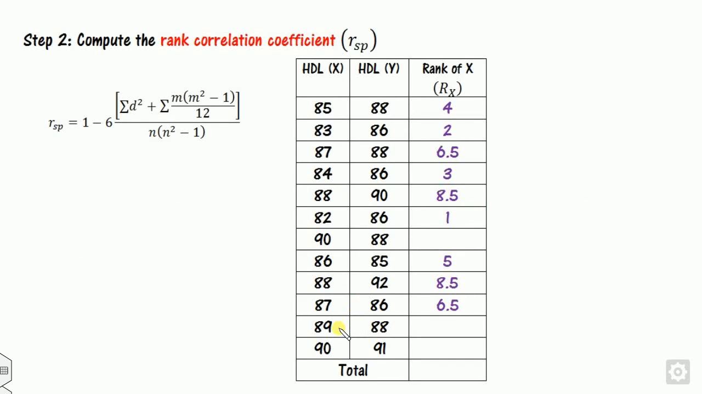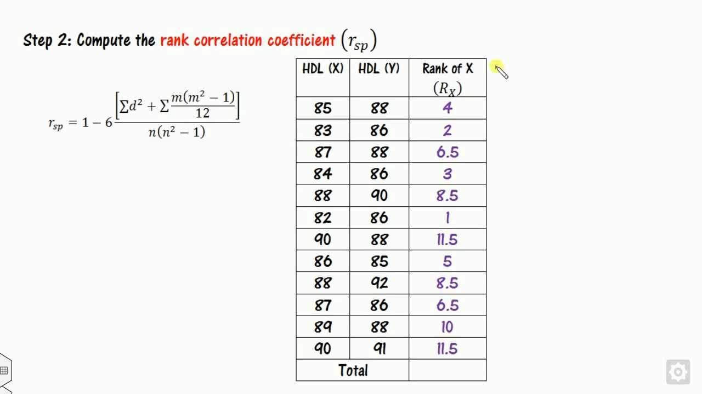What is the next smallest number? 89. That is only a single number. How many elements have you put up? 3, 4, 5, 6, 7, 8, 9. So this is my 10. And then after that 90 occurs 2 times. So it's 11 and 12. So 11 plus 12 divided by 2, 11.5, 11.5.